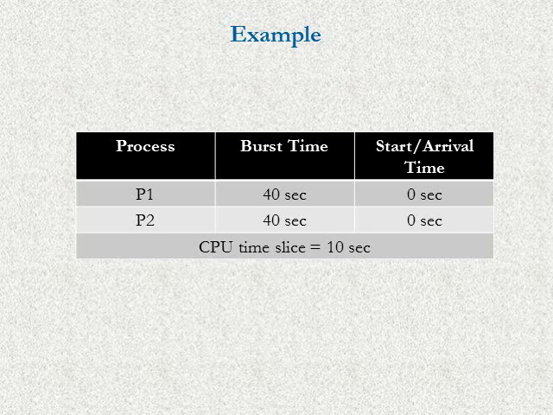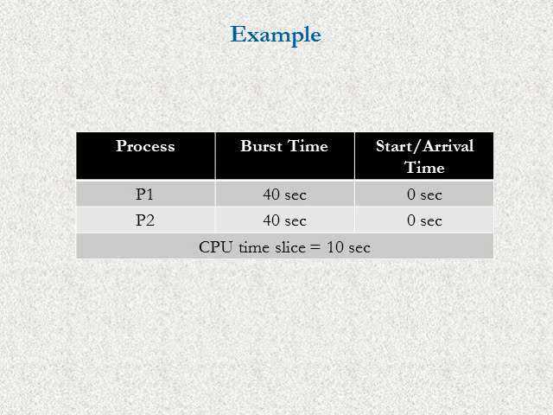So now both of these processes have arrived in the system at time interval 0, and both of them require 40 seconds to complete their execution, and the time slice for the CPU is 10 seconds. Now let's see how this actually works.